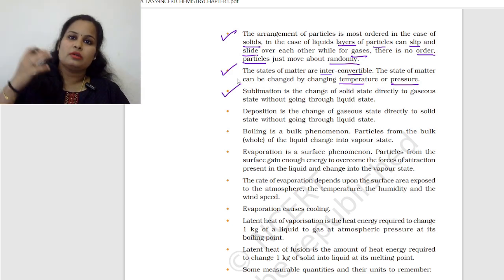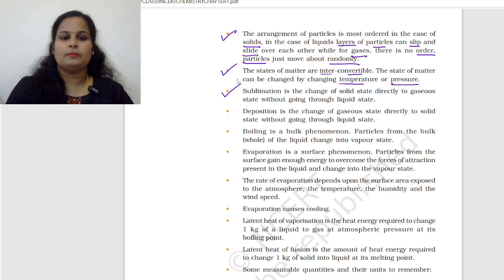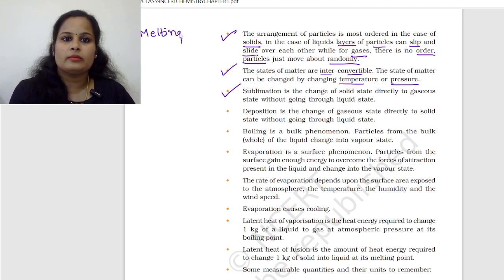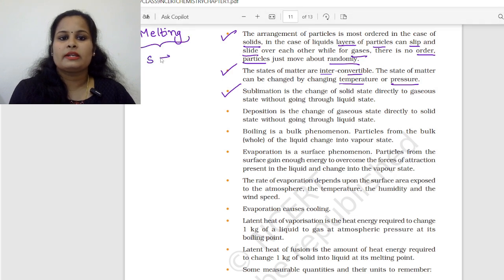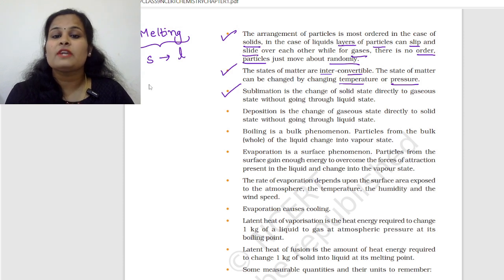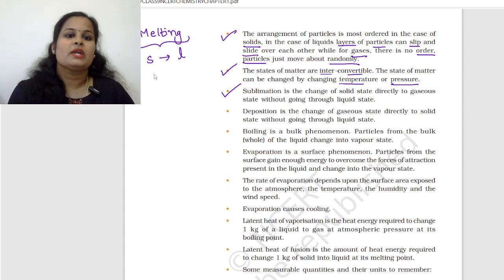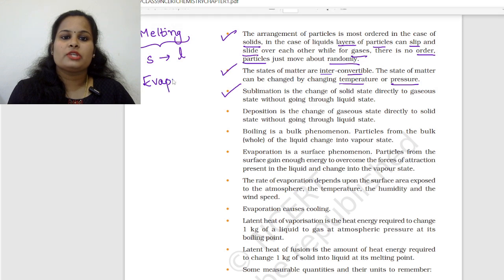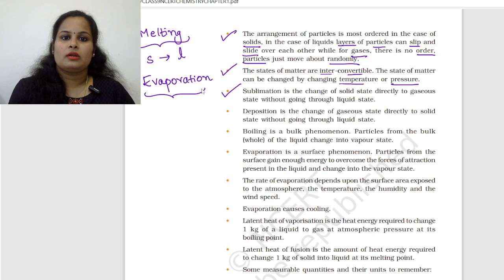So we have learned so many interconversions of states of matter. Just to have a very quick recall, melting, meaning solid getting converted into liquid. Melting is otherwise called fusion, or liquefaction, we can say. Now, next is evaporation, which comes under vaporization. Liquid getting converted into gas.